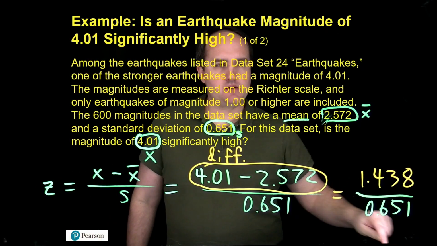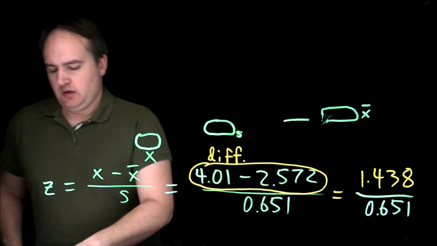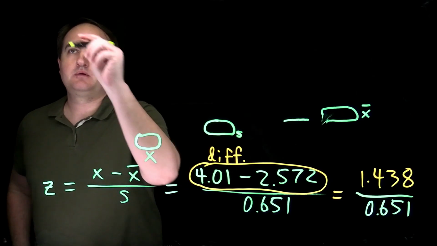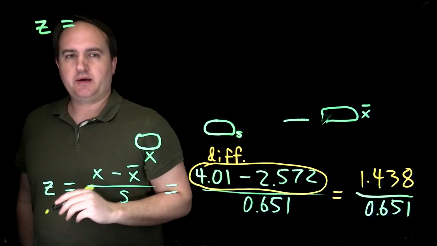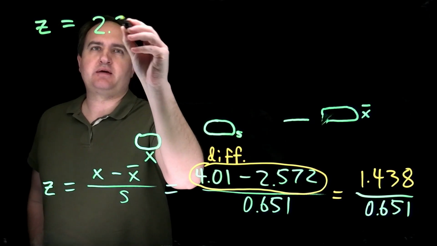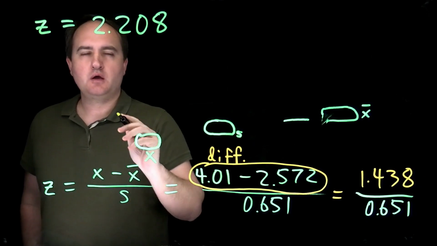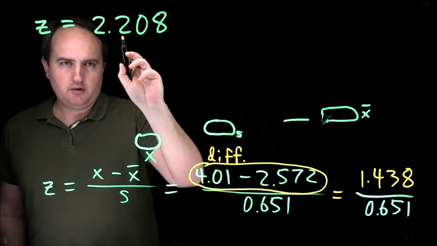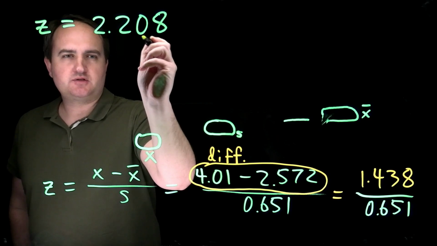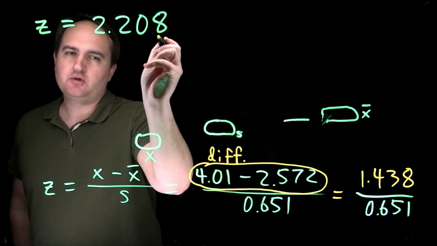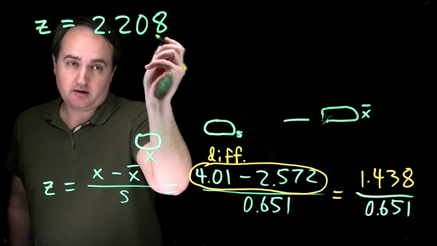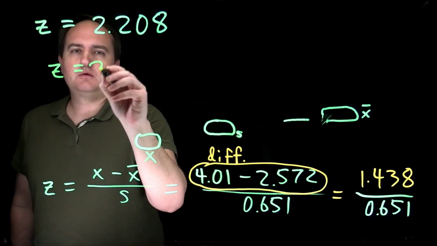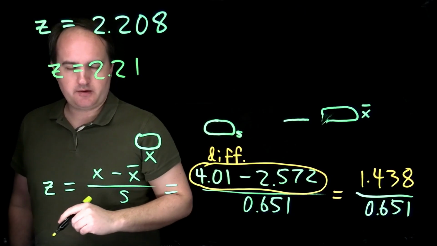Since our z-score is 2.208, we still have to round it. And remember, we're always supposed to round z-scores to 2 decimal places. When you have something like 2.208, you write out 3 decimal places, look at 2 decimal places, which is the 0, and then look at the next digit. Here, because it's 5 or higher, we round this up to z equals 2.21. So z equals 2.21 is our z-score.